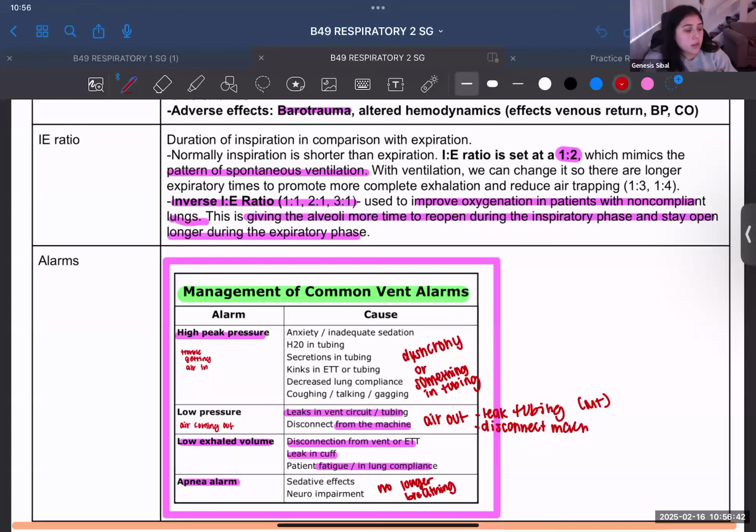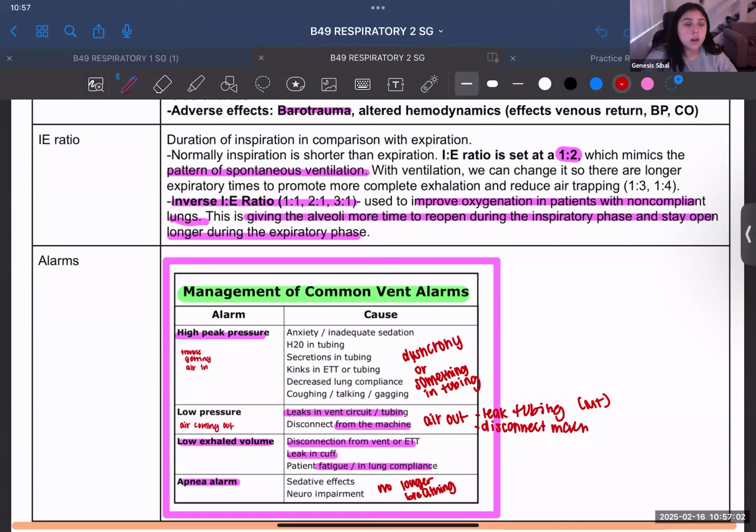With PEEP, you are. So inverse IE ratio means that we could be changing it to 2 to 1, 3 to 1, 4 to 2, like you can be changing it, right? So basically keeping the inhalation longer helps you grab more air and allows more air to go into the lungs.